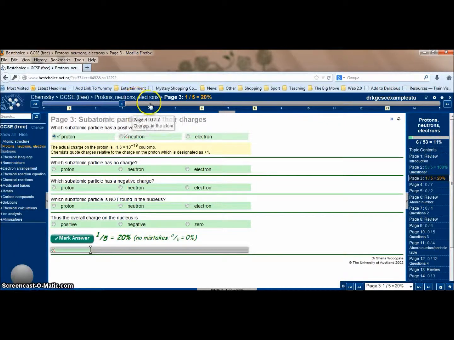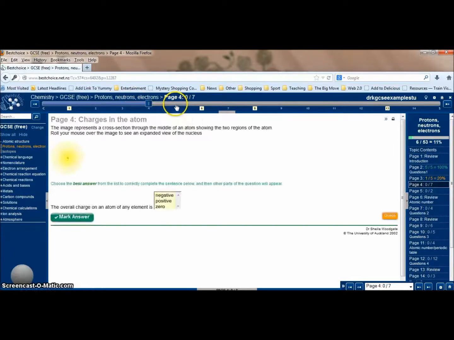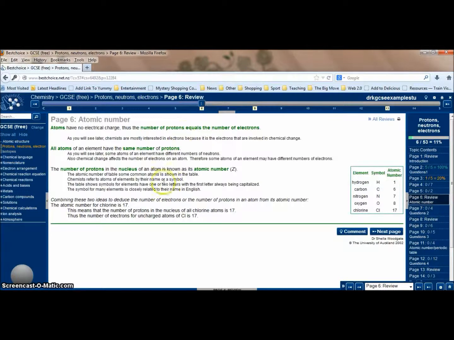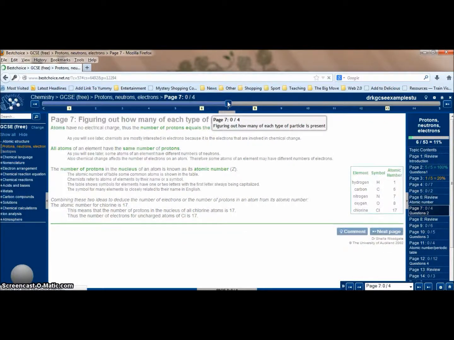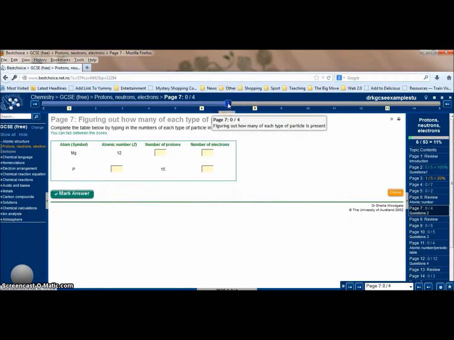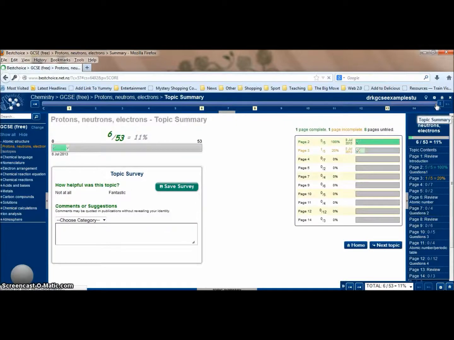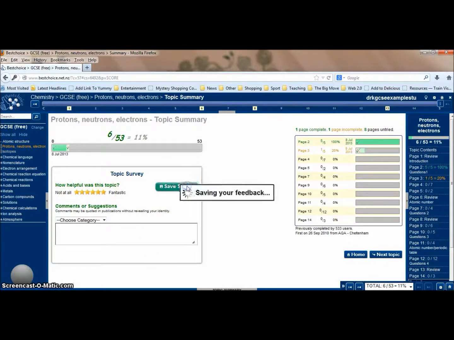Let's just have a look. So you would click through this. You'd keep on answering questions about charges in the atom, protons and electrons. There's another review page that comes up, so they'll drop in a bit more information, then ask you a few more questions on page 7, and so on and so forth, all the way through until we get to the final page here. And then it tells you, out of a possible 53, you got 6. I mean, we didn't attempt many. If we think the topic was very helpful, you can give feedback to the site, save that survey. But your marks are all saved.